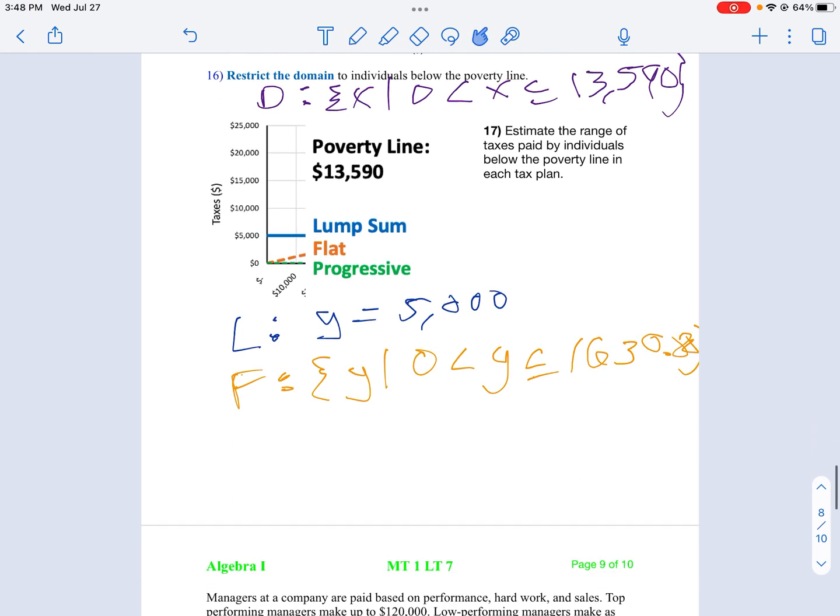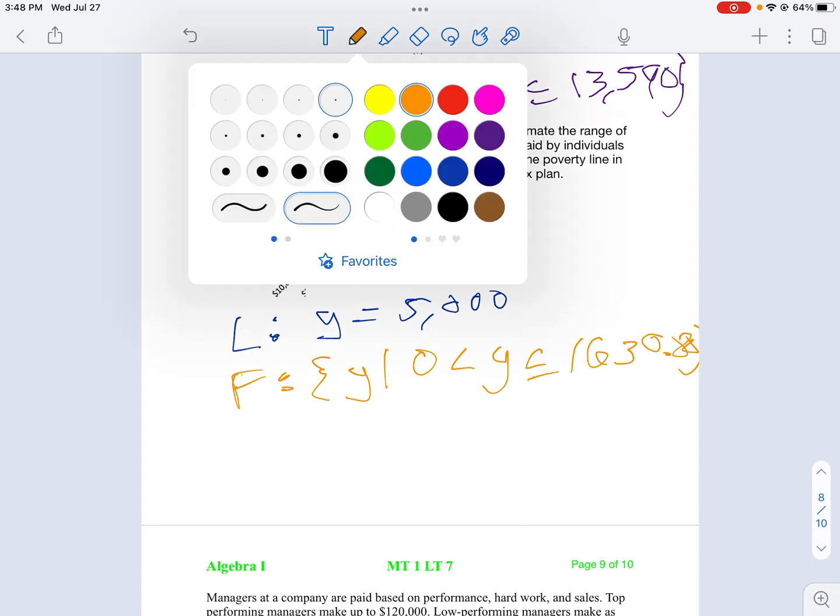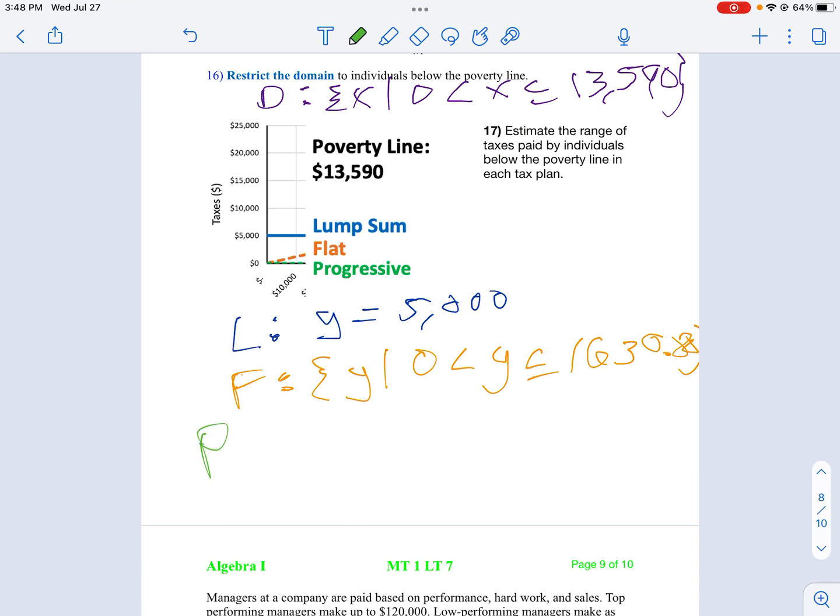And then, interesting, for my progressive tax, at the poverty line, you'll pay no taxes at all. In fact, sometimes you'll get a rebate under a progressive tax if you don't make much. But in this case, it's not going to be a range of values. It's going to be a discrete value, and it's going to be 0. So I'm just going to say y equals 0.